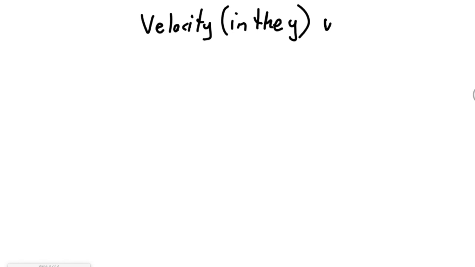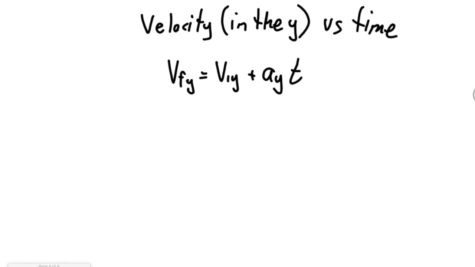All right, so the second chart that you need to make, or plot I should say, is a velocity in the y versus time. Our time values are going to be generated just like we did for the other graph. But for our velocity, we're going to be dealing with v final in the y is equal to v initial in the y plus a_y t.